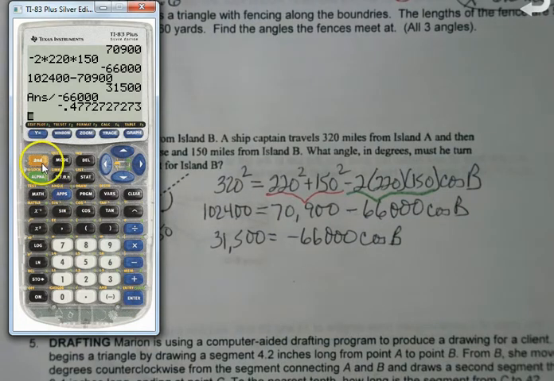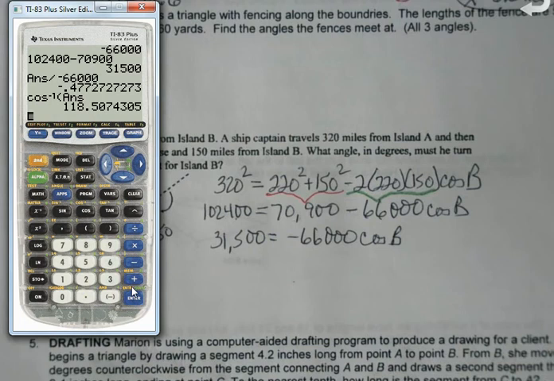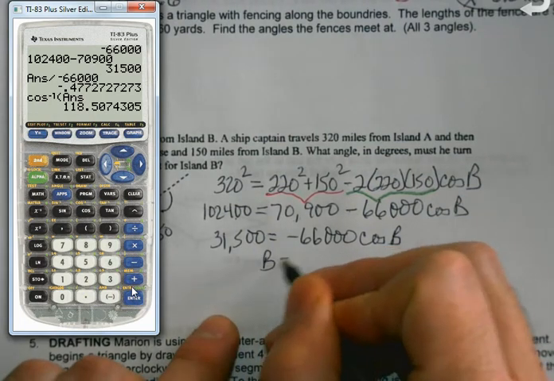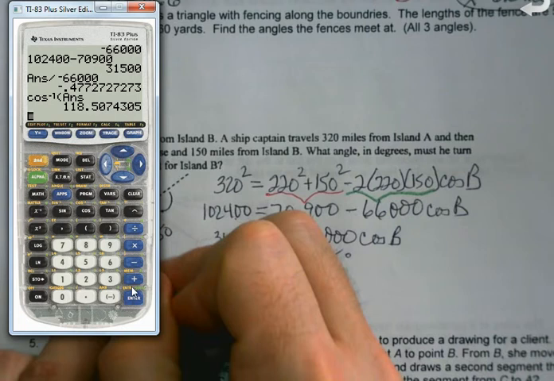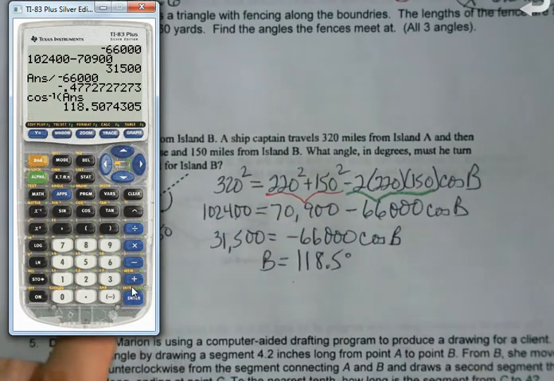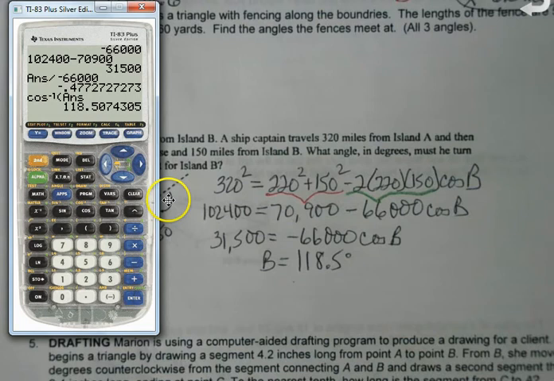At this point, I'm going to take that decimal and its cosine, and I'm looking for an angle. So second cosine, I take the inverse of that answer I got once I divided, and I find out that B is about 118.5 degrees. You're like, wow, that'd be enough if that's all I had to do. But unfortunately, it's not.